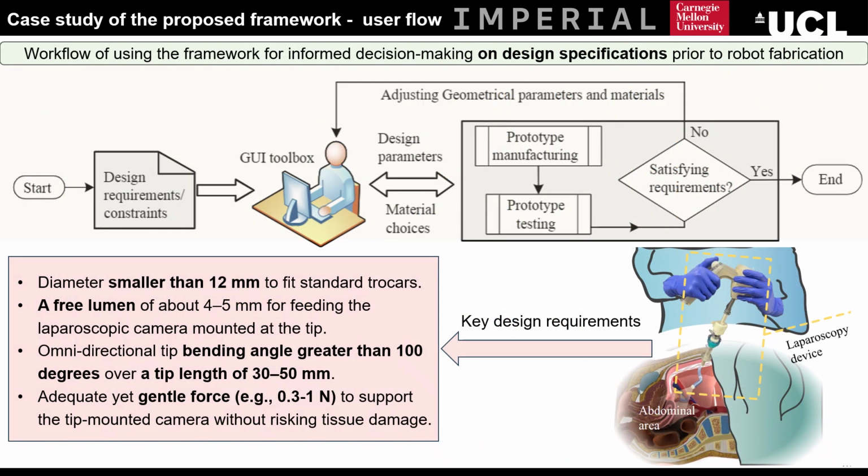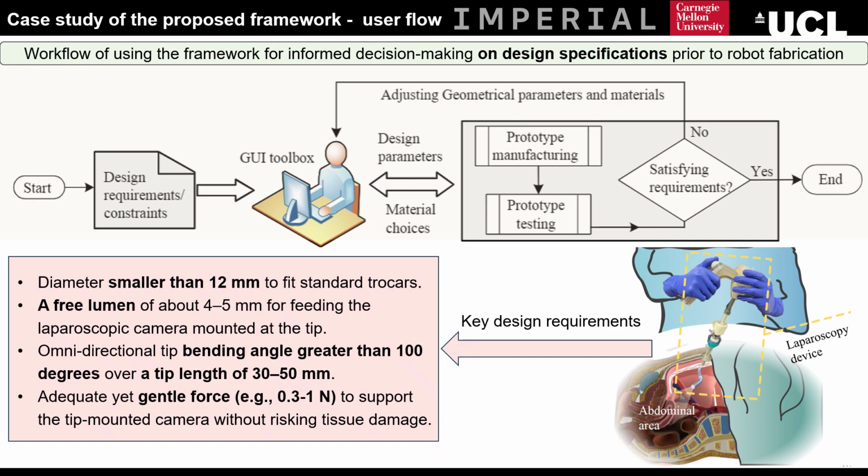To demonstrate the application of the proposed modeling and evaluation framework, we present a laparoscopic soft manipulator design. The design constraints for this minimally invasive surgery include an outer diameter under 12 mm to fit the commercially available trocar port, a working lumen for camera or other probes, a desired bending angle of over 100 degrees, and finally, a moderate tip force between 0.3 and 1 Newton.